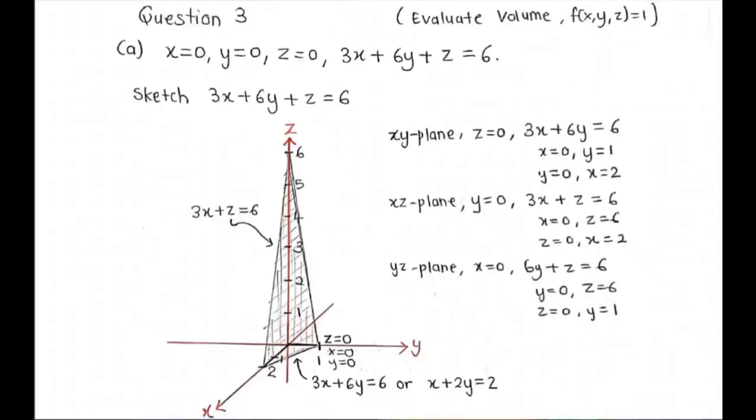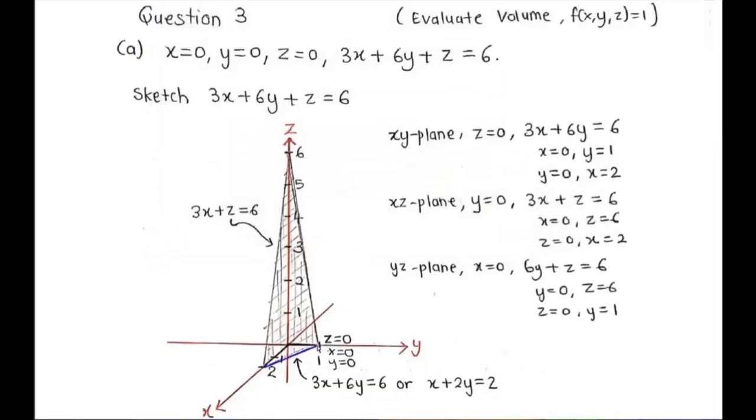First, let us start to sketch the graph. We have x equal to 0, y equal to 0, z equal to 0, and 3x plus 6y plus z equal to 6. If we want to sketch the xy plane, we have to let z equal to 0. Then we get 3x plus 6y equal to 6. Let x equal to 0, you get y equal to 1. Let y equal to 0, you get x equal to 2. So we will get this straight line.